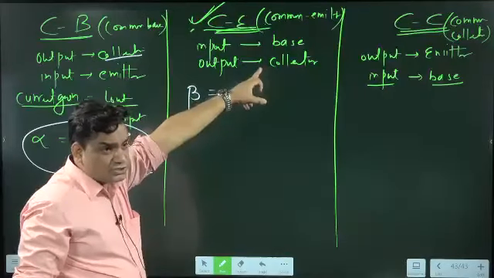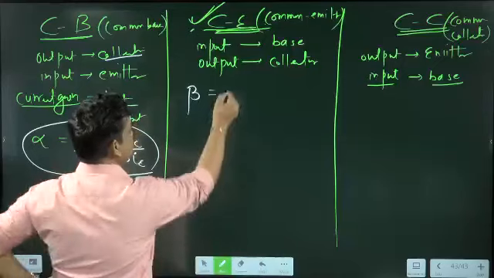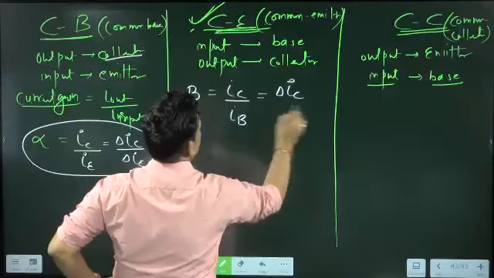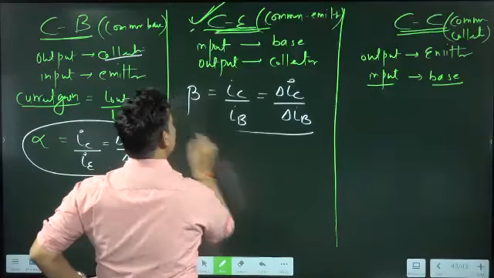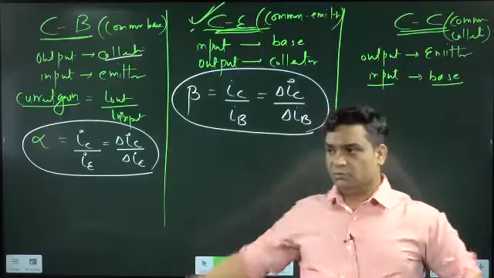Output you can say base. No, output is what? Collector, not the base. Okay, so we can say it will be IC by IB, or delta IC by delta IB. Like this, we can easily remember the formula of all the transistor. What is the input and output?